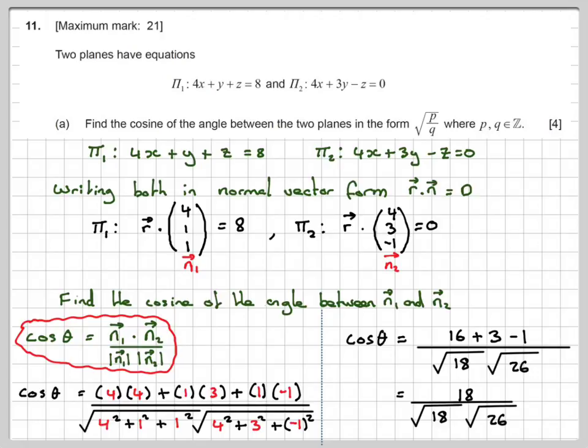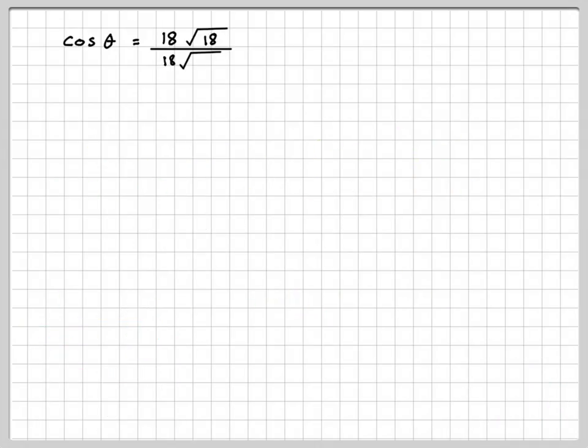Now we have to give it in this format. So if we multiply top and bottom by root 18 for rationalizing, then root 18 times root 18 will become 18. So we get 18 root 18 over 18 root 26. The 18s will cancel out, and that becomes root 18 over root 26, and 18 divided by 26 is the same as 9 over 13. We can take the square root of all of them, and then we have it in the right format.